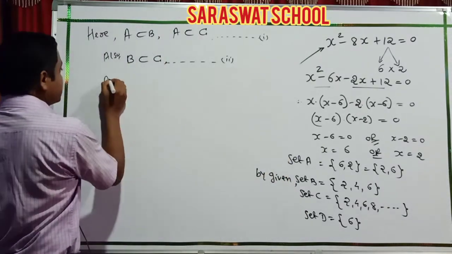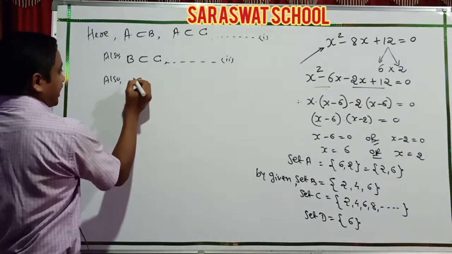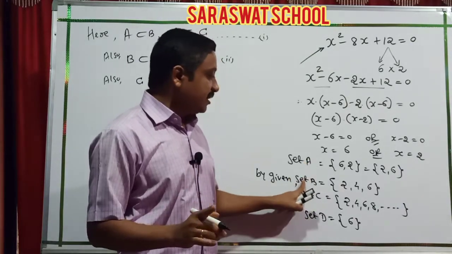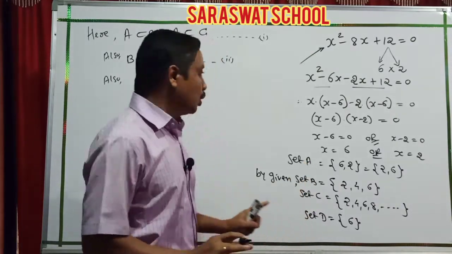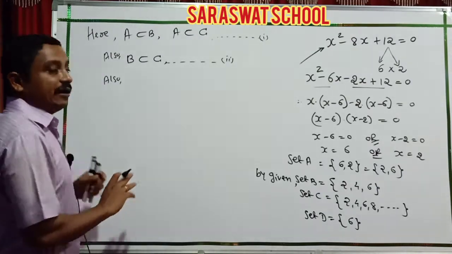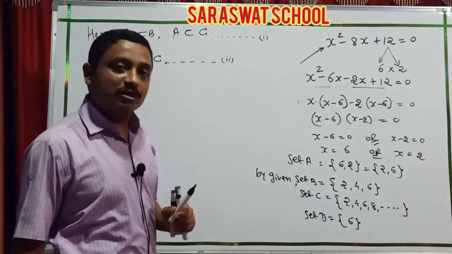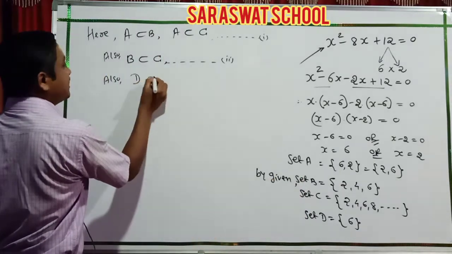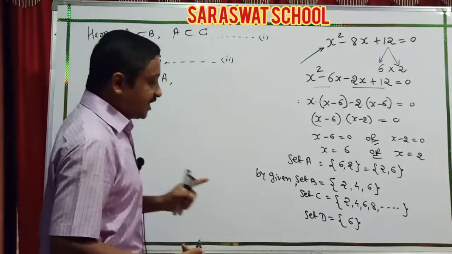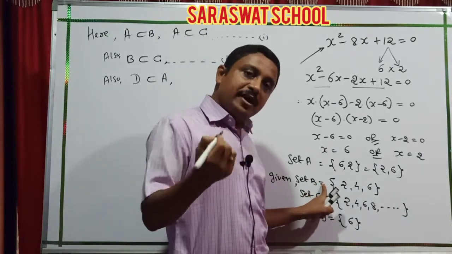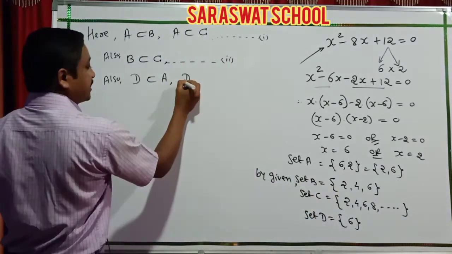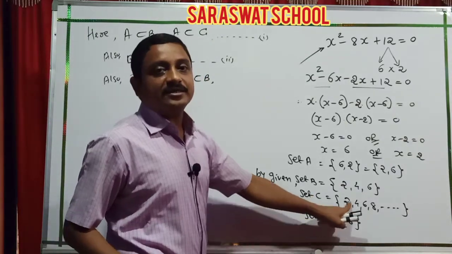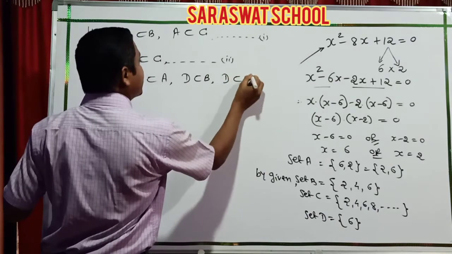Also I take the C side. Check: C present in A? No. Present in B? No. Present in D? No. It means this case does not apply for any other sets for C. Now D check. D present in A? Yes, D subset A. Check whether all elements of D are present in B. Yes, D is present in B. Now check D present in C? Yes, 6 is present there. So D is also a subset of set C.